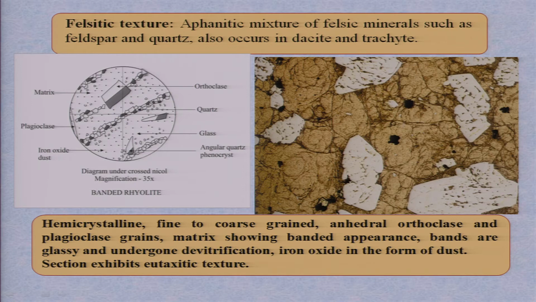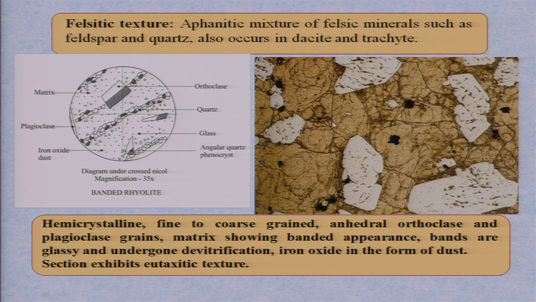Now, I am citing an example of felty texture in another rock. Aphanitic mixtures of felsic minerals such as feldspar and quartz also occur in dacite and trachyte. Here I am citing an example of the same kind of texture, but in different types of rocks, called dacite and trachyte. Both rocks are volcanic rocks. Here the dacite, how it looks under the microscope: hemicrystalline, fine to coarse grained, anhedral orthoclase and plagioclase grains, matrix showing banded appearance.